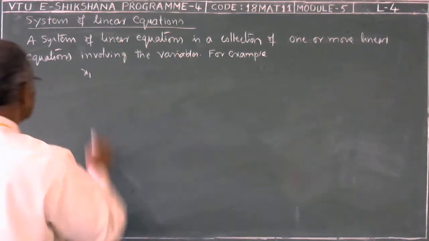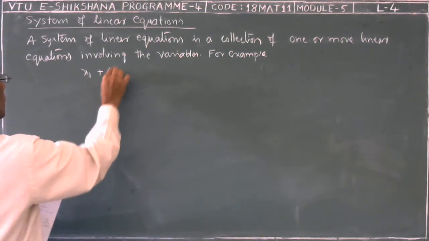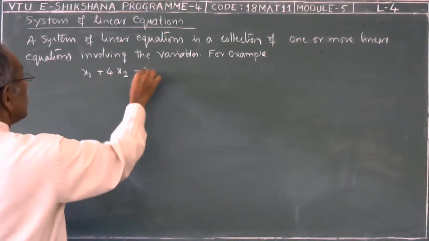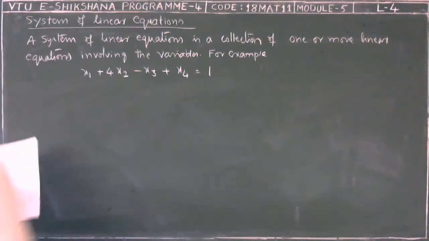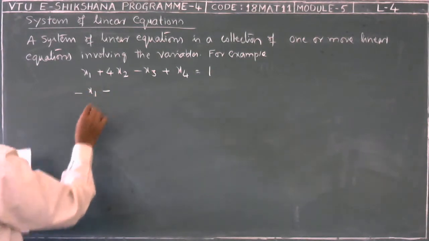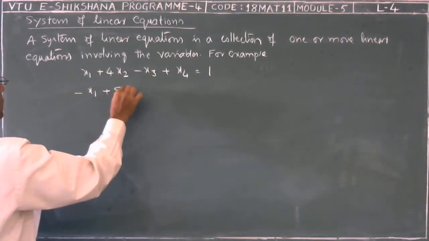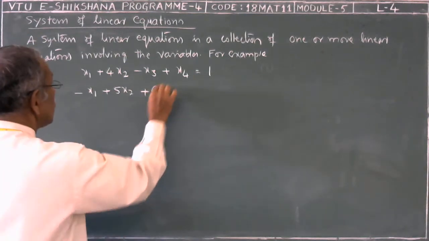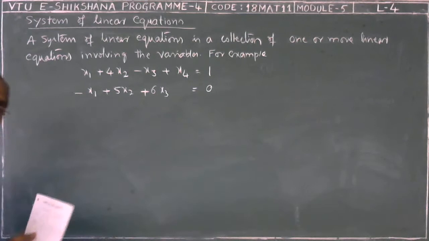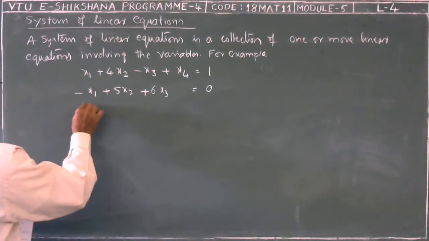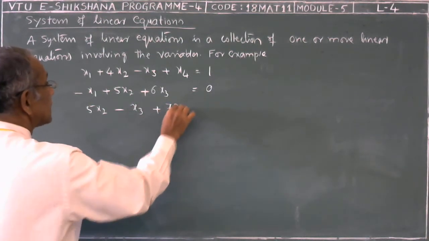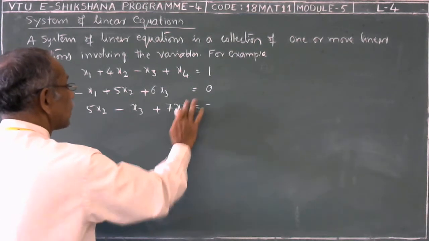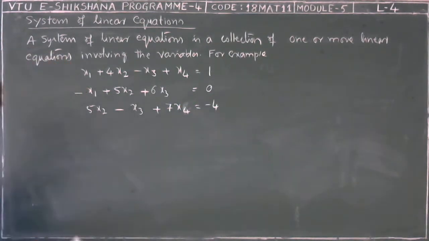This is a system of linear equations: x1 plus 4 x2 minus x3 plus x4 is equal to 1, minus x1 plus 5x2 plus 6x3 is equal to 0, 5x2 minus x3 plus 7x4 is equal to minus 4. This is a system of linear equations.